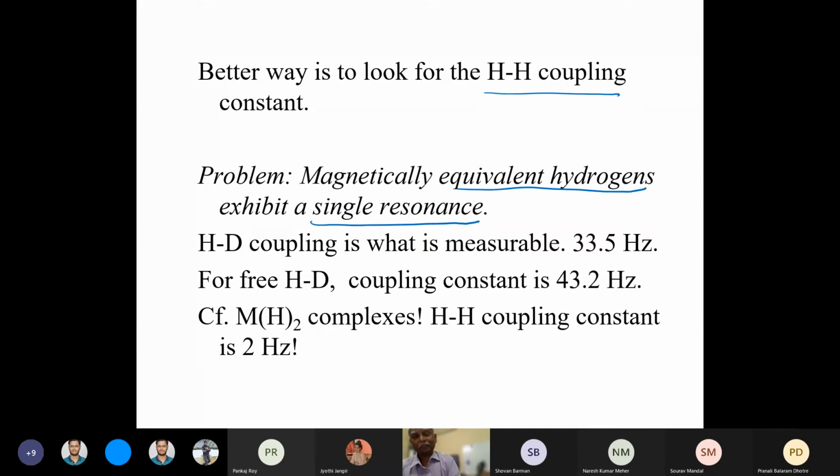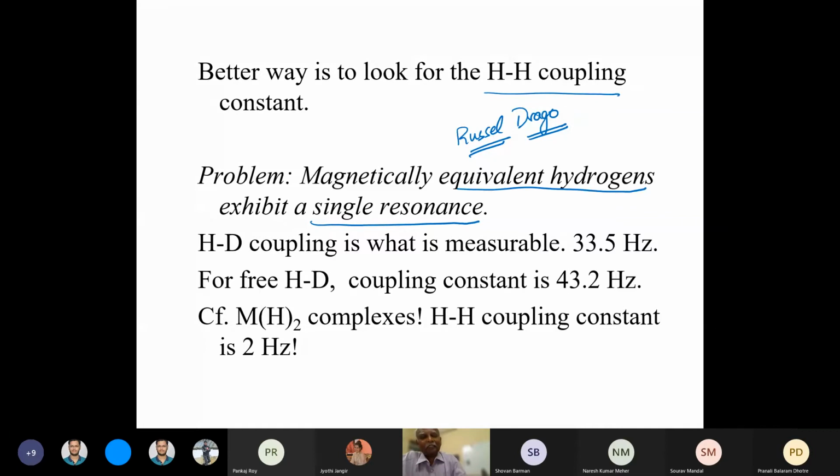This was in fact an experiment that was suggested by Russell Drago, the famous physical organic chemist. Some of you might have heard this name. He has written a very well-known book on physical techniques for characterizing inorganic compounds. And he suggested to Kubas that why don't you make an HD compound and measure the HD coupling constant.